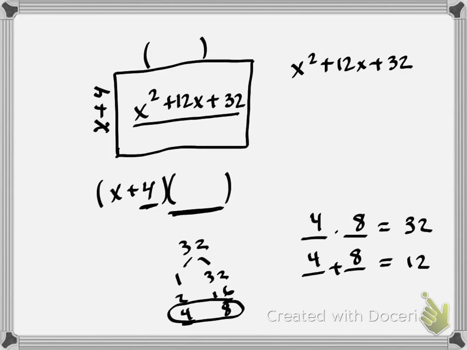And then we would know that, well, we already have the x, and this 4 is already represented right there. So this 8 must be the one that goes right there. And therefore that would be our length and our width.